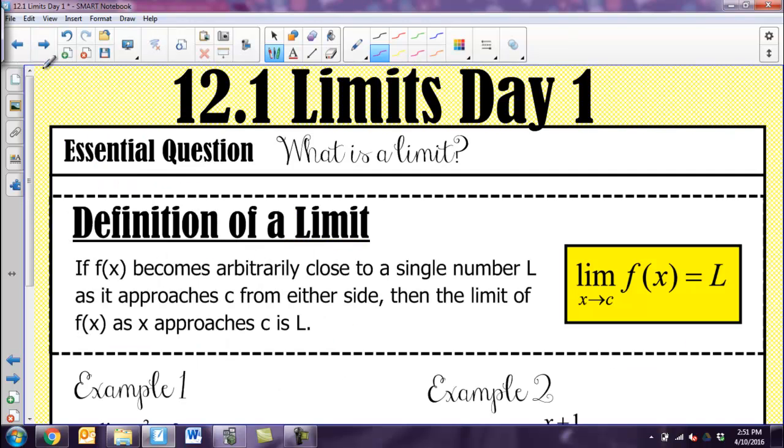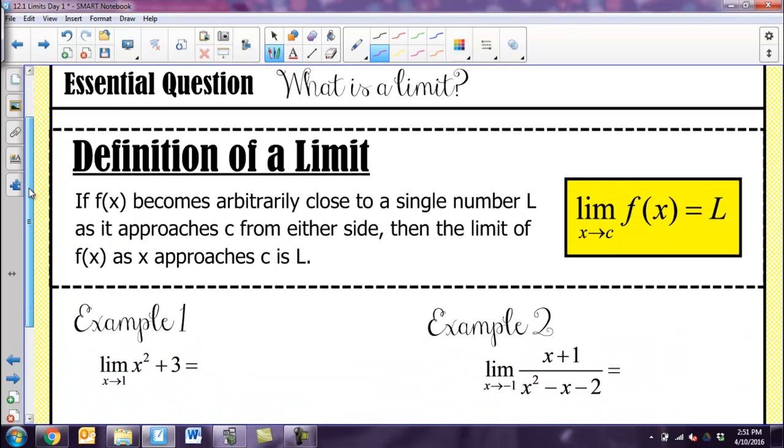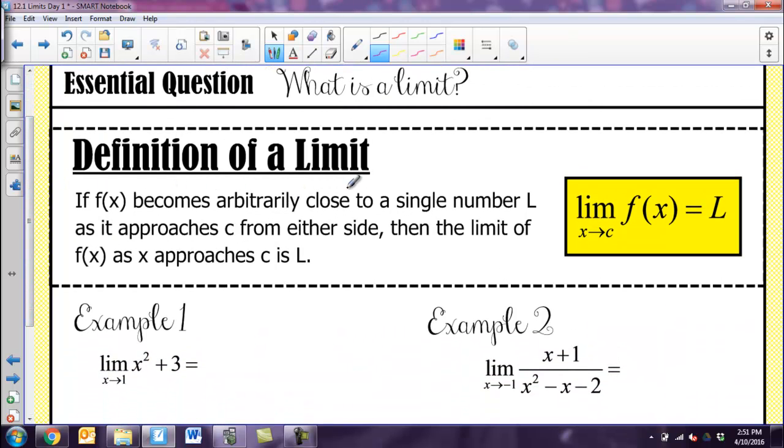So the formal definition of a limit is right here. If f of x becomes arbitrarily close to a single number L as it approaches C from either side, the left side and the right side, then the limit of f of x as x approaches C is L. And that's just this notation. So they're saying if you're getting close to a number, if that number exists, you would have this limit as x goes to some value. So C is just a value, it's a number, and L would also be a number. Sometimes, if we're not looking at a graph, it could be a little expression.